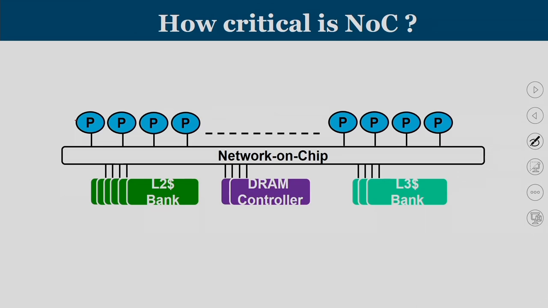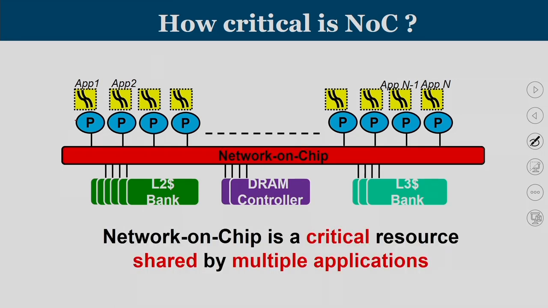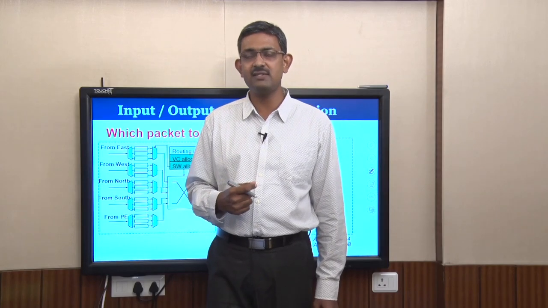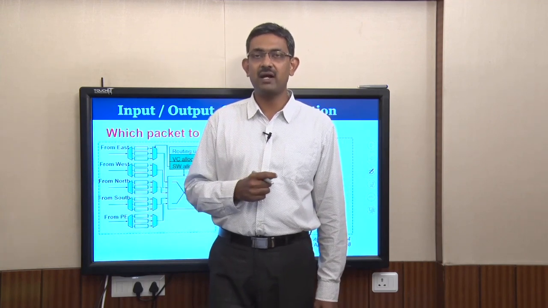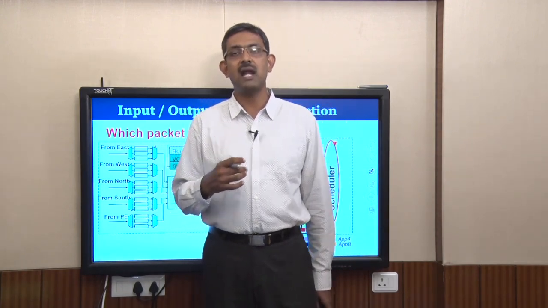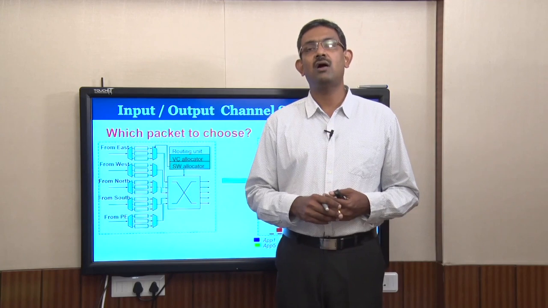So we have seen that network on-chip is a critical resource where multiple applications are going to run on these processors, and these applications will trigger packets, which are essentially cache misses, which will travel through the network. So NoC is a critical resource shared by multiple applications. Now we have also seen input and output channel selection. When you have multiple packets looking for the same output port, it is the scheduler, or basically the switch allocator unit inside your NoC router, that takes a call on which packet has to be chosen. Similarly, when a packet has multiple output ports available, it is the adaptive routing function and the selection function that pick one of the output ports for this packet.